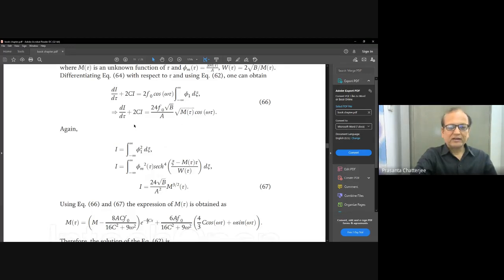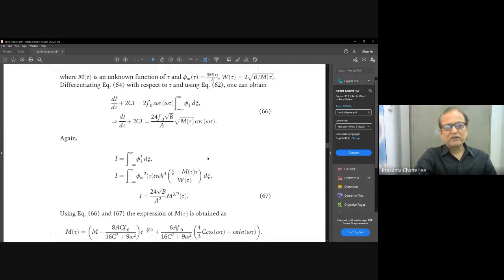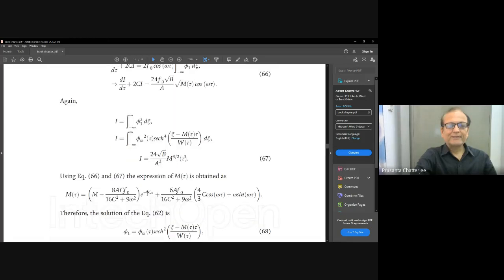So accordingly, I can be calculated. There are two ways by which we can find out I. One relationship is dI/dτ + 2cI = 24 f0 √(p/a) √m(τ) cos ωτ. And that is this.